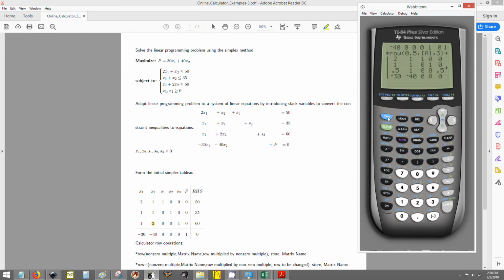Now, if you wanted to, for whatever reason, if you want fractions, you can go to math, and sometimes MyMathLab asks you for fractions. Usually not at this step, it's usually at the end, but you go to math, fraction, and notice it'll convert all the decimals into fractions for you.